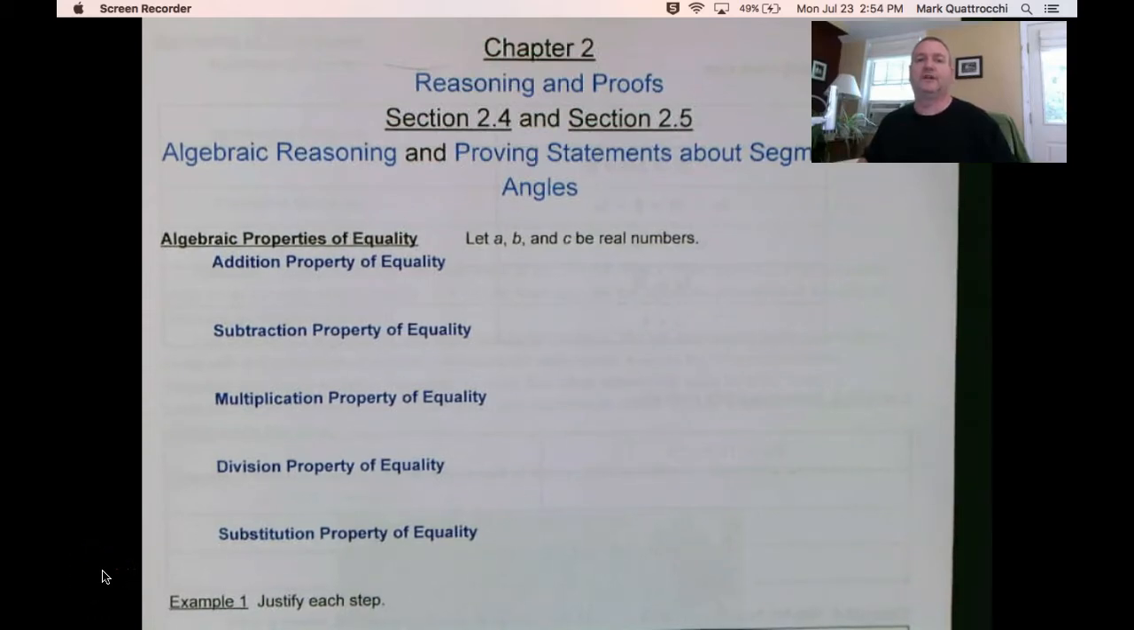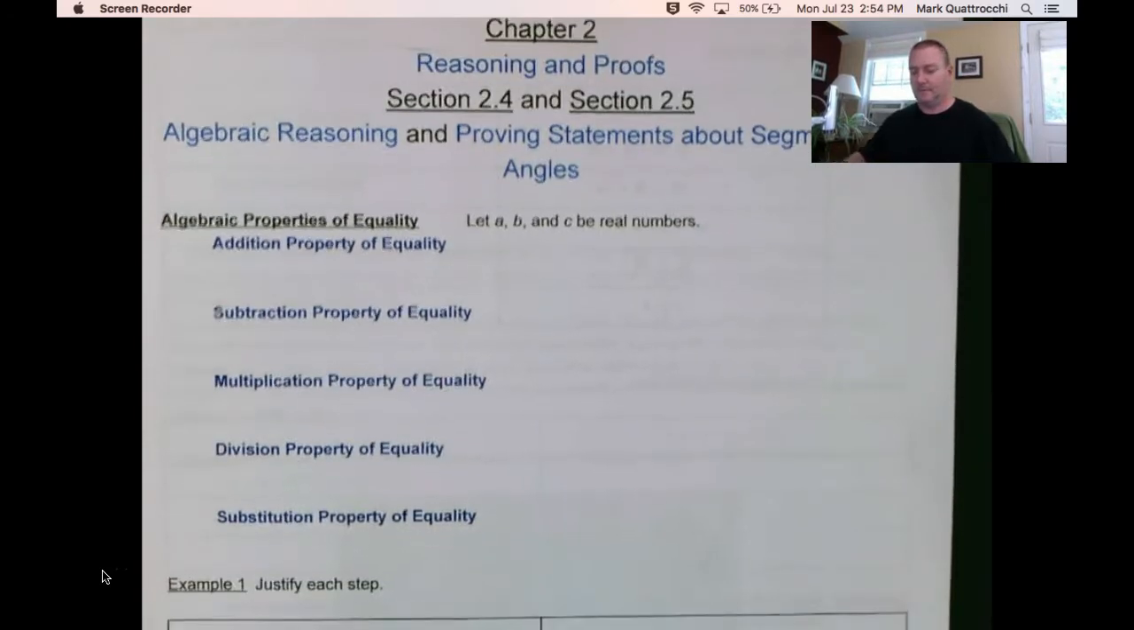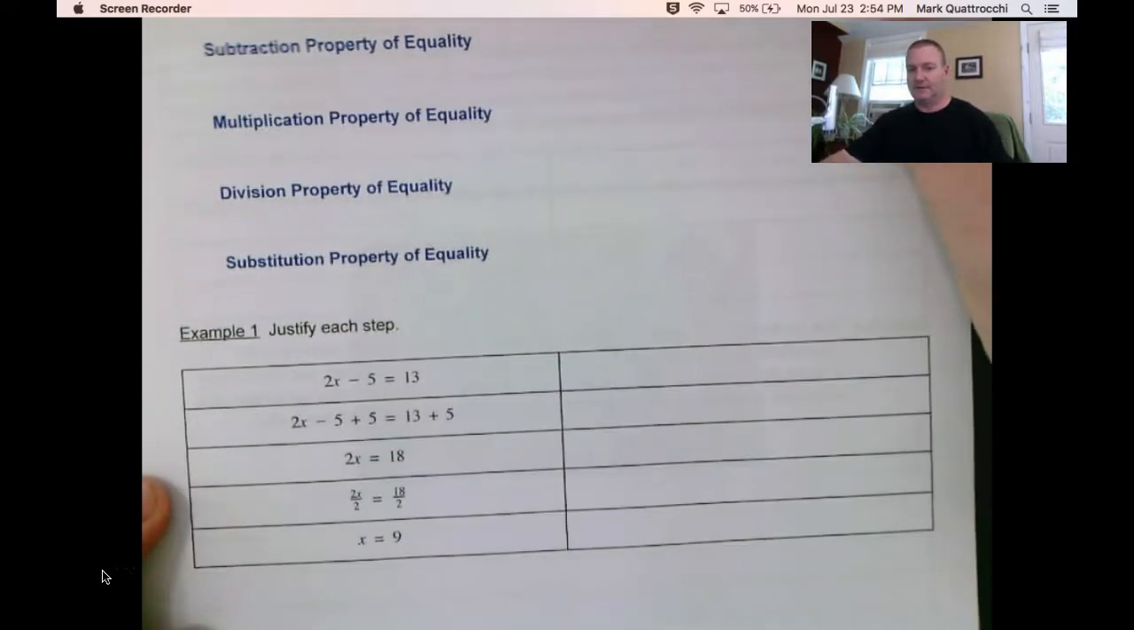Hello everyone. Chapter 2, Reasoning and Proofs, Sections 2.4 and 2.5 combined. Algebraic reasoning and proving statements about segments and angles. Okay, example 1. Justify each step.